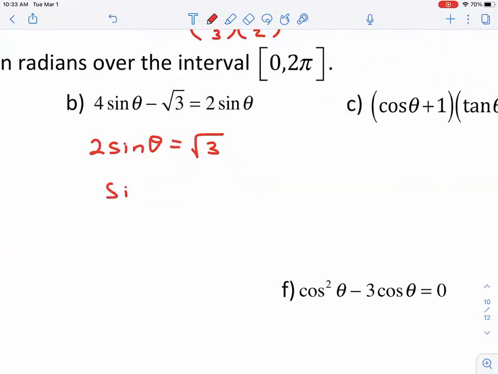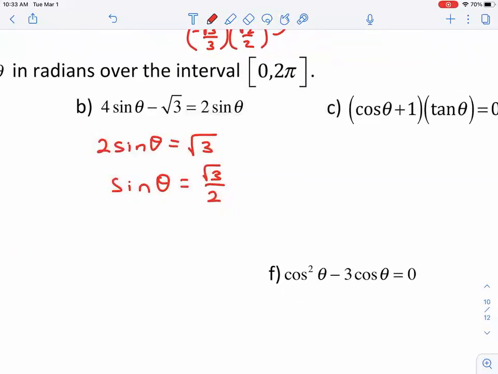So now the sine of theta is equal to root 3 over 2. So where sine is the y value, where is the y value positive root 3 over 2? Well, at pi over 3, that's one of my answers in the first quadrant. That's my reference angle. So theta would be pi over 3. And then remember, sine being a y value is also positive in the second quadrant at 2 pi over 3.